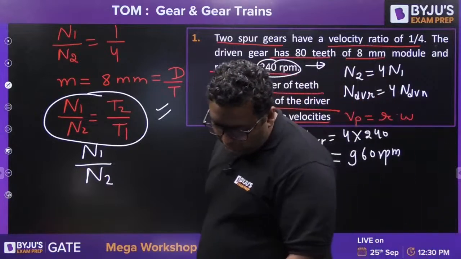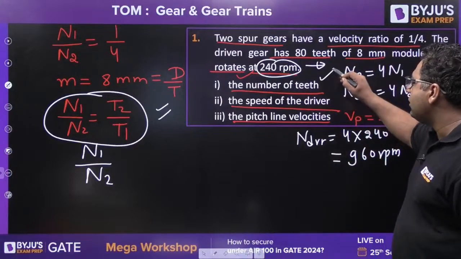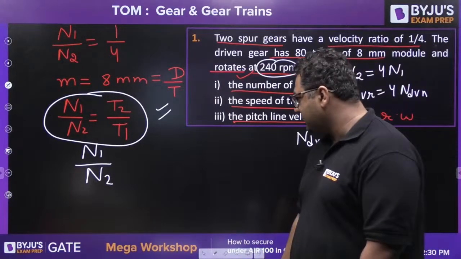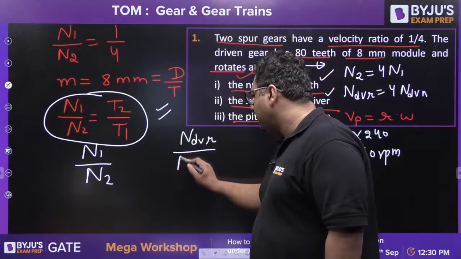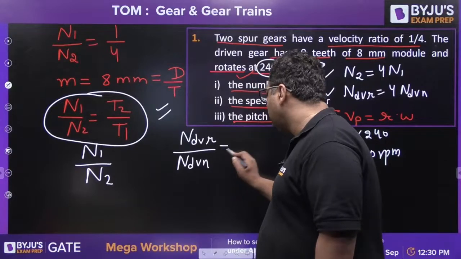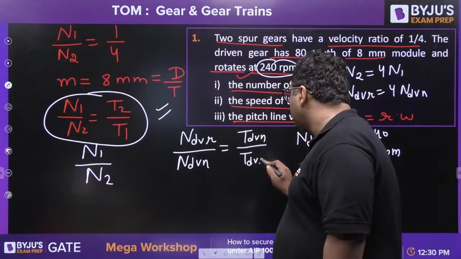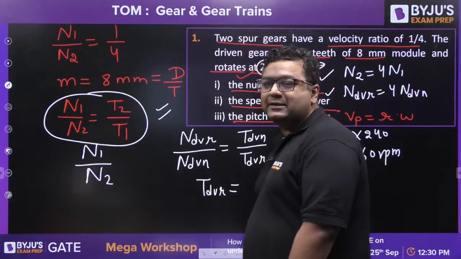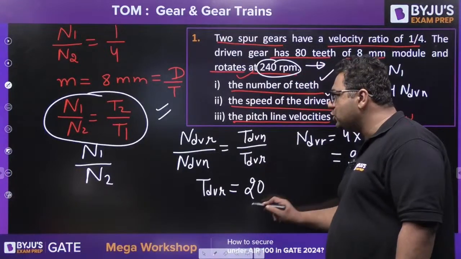Yes, so you are saying 20 teeth. Very good. The number of teeth you have found out. The speed of driver also we have found out. Very good, guys. So you can write N of driver by N of driven equals T of driven by T of driver. So you will be finding out the T of driver, and it is coming out to be, yes, as you have calculated, 20 is the right answer.